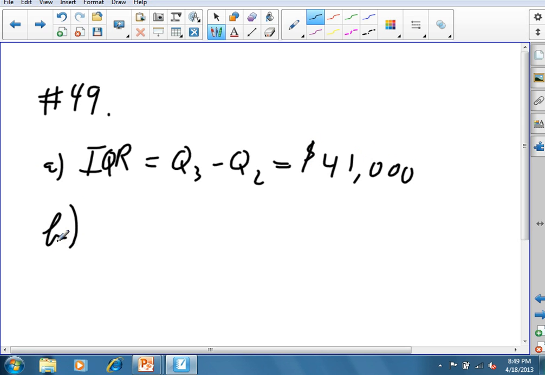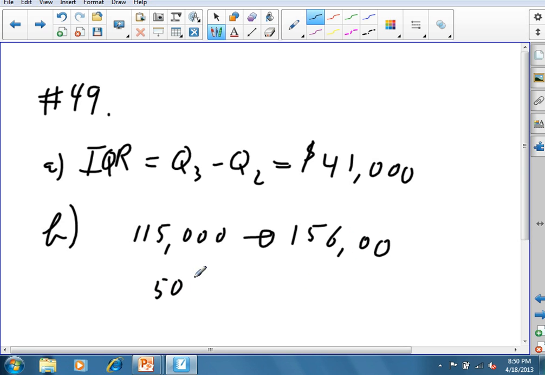B. How many homes sold for a price between 115 and 156? Well, that'd be 50% of them because they picked the first quartile and the second quartile. So 50% of the total, 341.